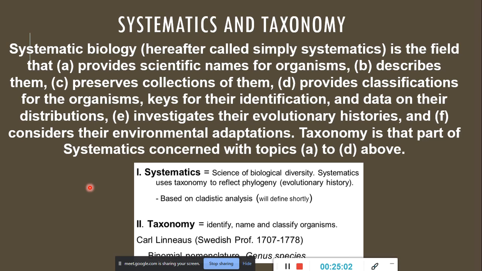So, like I did yesterday, the last class I mentioned the difference between systematics and taxonomy. Systematics or systematic biology, it is the field which first provides scientific name for organisms. You provide a scientific name. For example, humans are Homo sapiens. So, anywhere in the world, some people call insan, some people say manush, some people say Leute in German, some people say man in English. So different language, people get confused. Are we talking about the same?